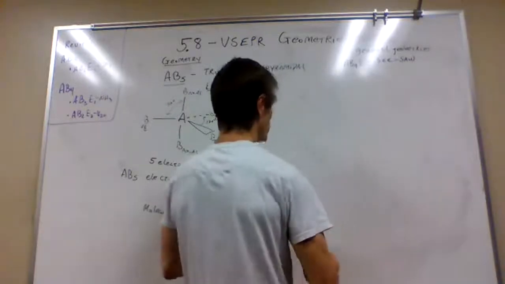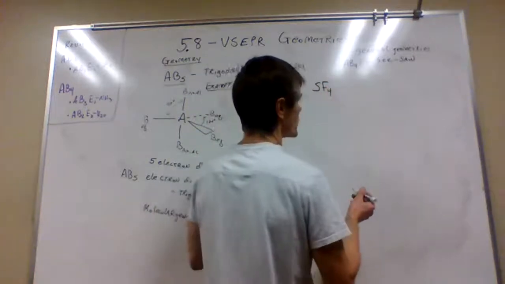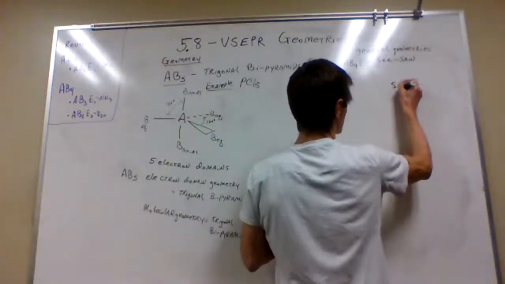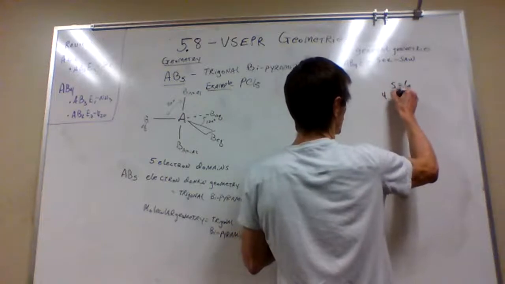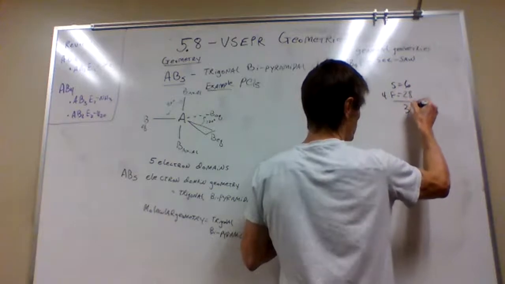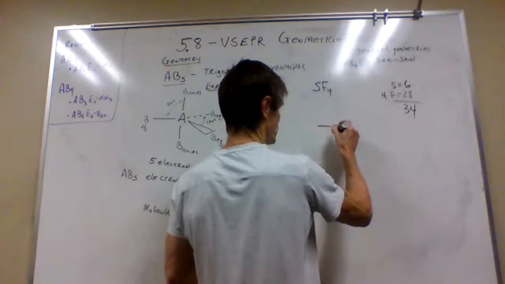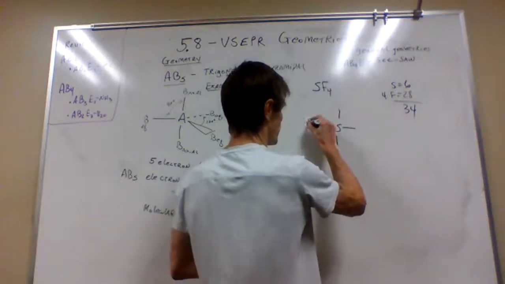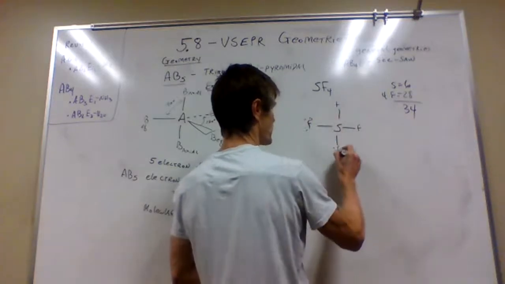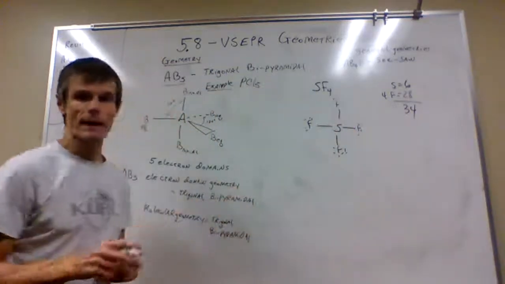So let's look at sulfur tetrafluoride, SF4. If we write the Lewis structure for this, we see that sulfur has 6 electrons. There are 4 fluorines, each of them with 7. We have 34 electrons to work with, a central sulfur atom, all the fluorines would have their octets fulfilled, and we're left with 2 remaining electrons.